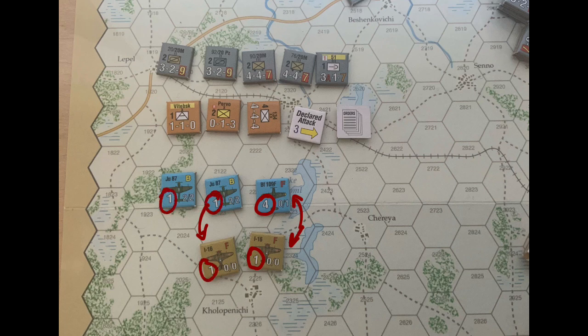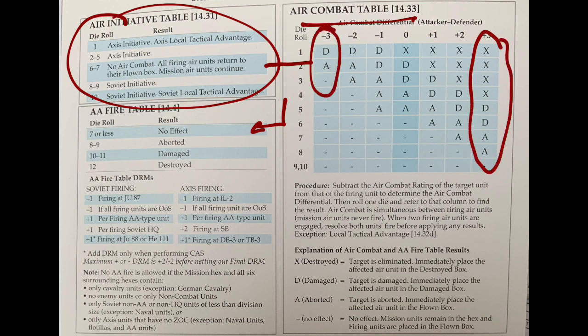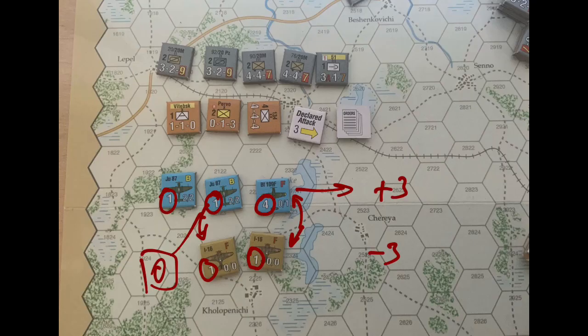So what you have to do to perform the air combat is compare these numbers. The Axis unit has a +3 and the Soviet unit has -3, and in this case they would both have 0. Now with this you go to the air combat table on the right, and so in the first combat the Axis unit would roll in this column and the Soviet unit would roll in this other one, and the other two would roll in this column. The combat is simultaneous, so the effects are taken on both sides.